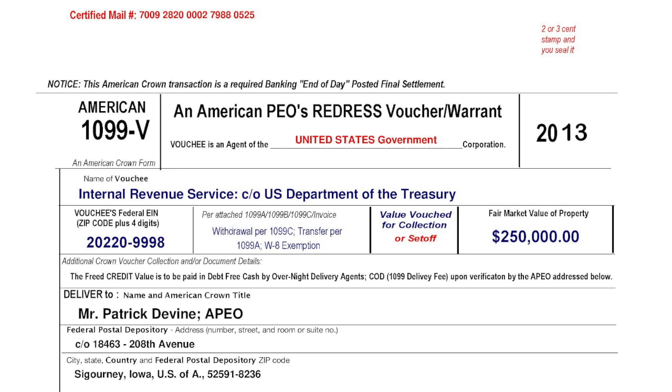You take all their receipts that you get. You endorse the back of them. You fill out a form. You do a 1099-C, 1099-A, and 1099-V voucher, and you send that in to the chief financial officer of Walmart.